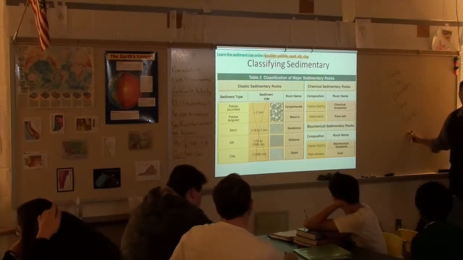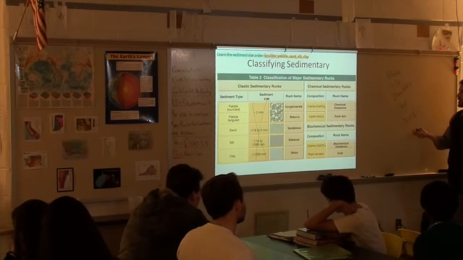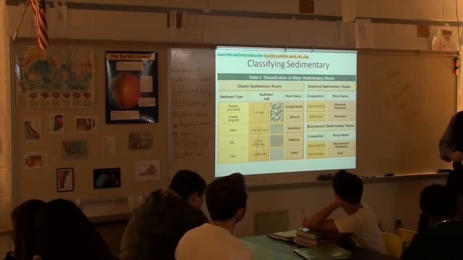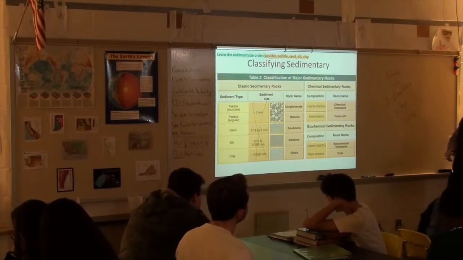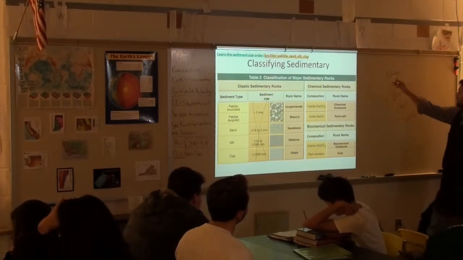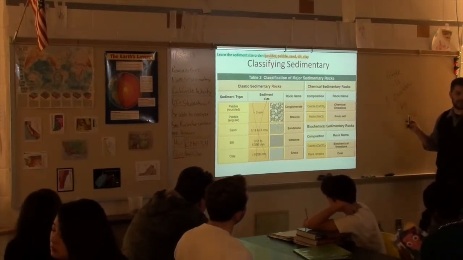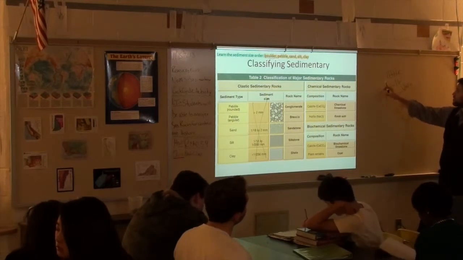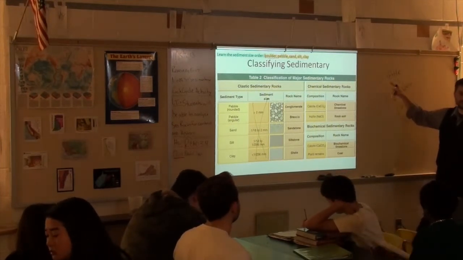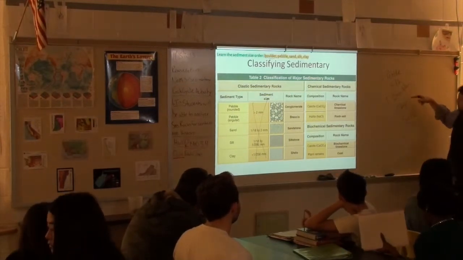Okay, let's put this in order from biggest to smallest. We know that the boulder is the biggest. What's next? Here we have pebbles and silt and clay and sand. Pebble is actually number two. A pebble is bigger than sand. Then we have silt, clay, and sand.